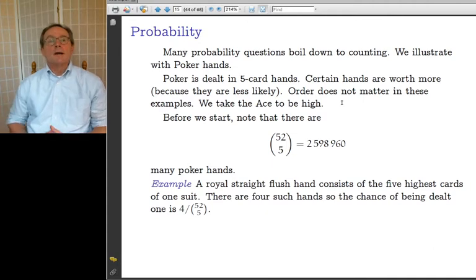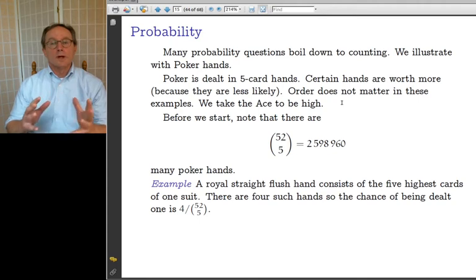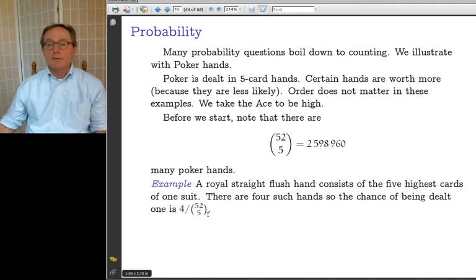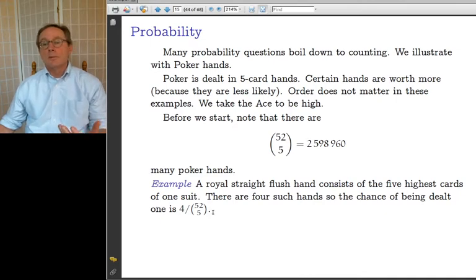Okay, so an example, a royal straight flush consists of the 5 highest cards, all the same suit. So the 5 highest of spades, the 5 highest of diamonds, the 5 highest of clubs, or the 5 highest of hearts. So there are only 4 royal straight flushes. The total number of hands of interest is 4. The total number of hands being dealt at all is 52 choose 5. So the basic probability of being dealt a royal straight flush is 4 divided by 52 choose 5.